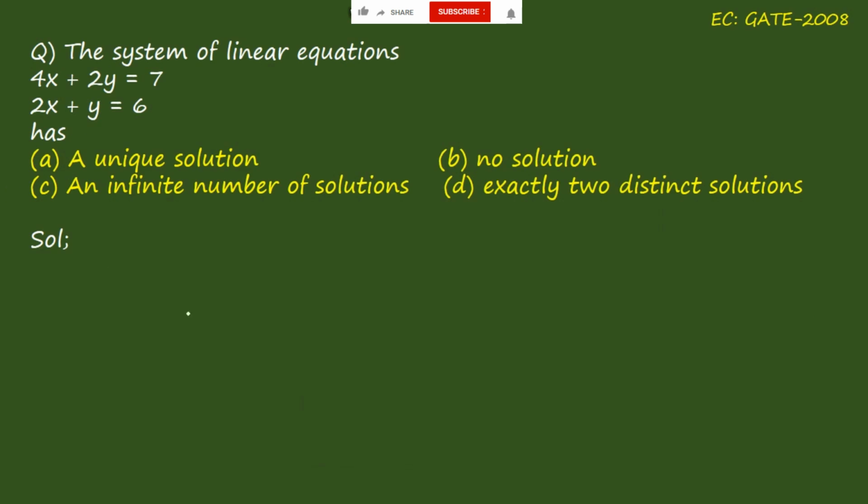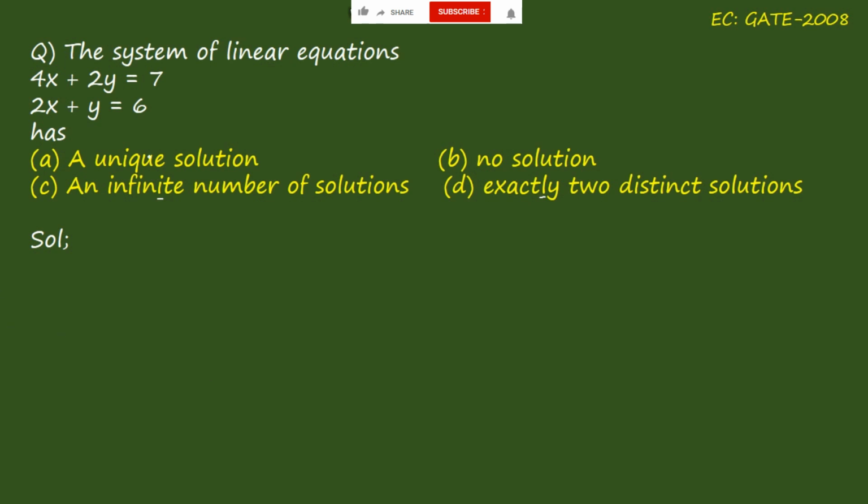Now coming to one more question. The question is: the system of linear equations 4x plus 2y is equal to 7 and 2x plus y is equal to 6 has what type of solution: unique solution, no solution, infinite solutions, or exactly two distinct solutions? We have to find it out.